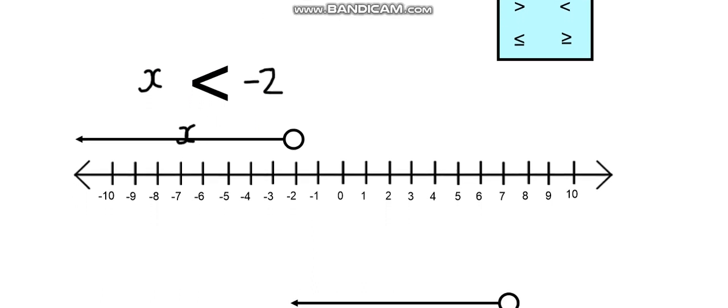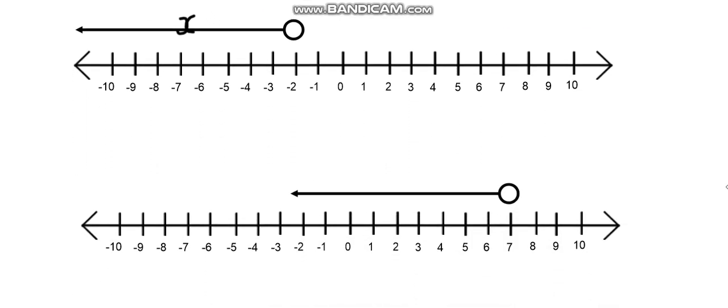Okay, so let's have a look at another one. Again, the line is X. I'm always using this symbol, because things on this side are bigger, and 7 is where the line stops, so X is less than 7. The other way I could say that is 7 is greater than X.